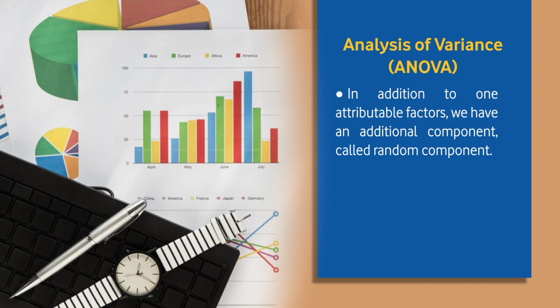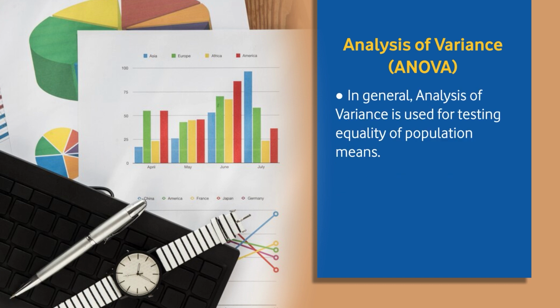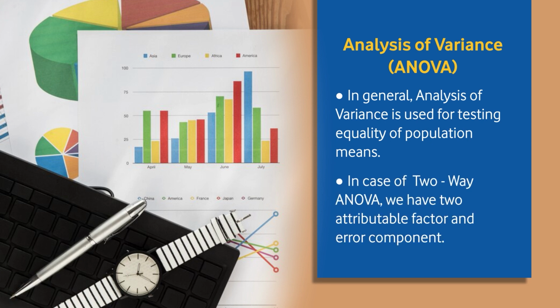In addition to the attributable factors, we always have an additional component which we call a random component. This component accounts for the repeatability of the results. It is also called experimental error. In general, analysis of variance is used for testing equality of the population means, and in case of two-way ANOVA, we have two attributable factors and one random or error component. So, the point to be noted is there are two attributable and identifiable factors in two-way analysis. In one-way analysis, we have one identifiable factor and the random component is always present.